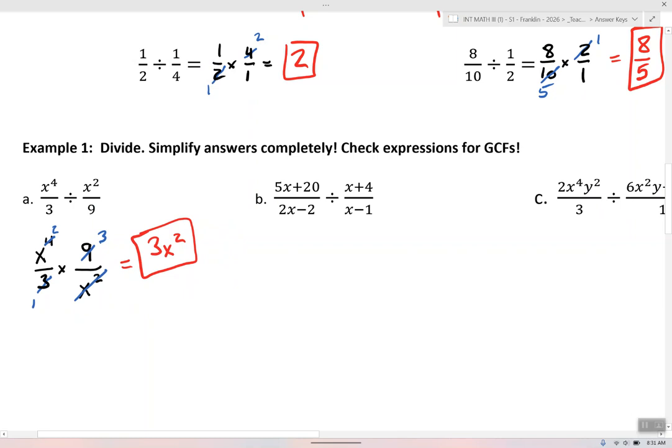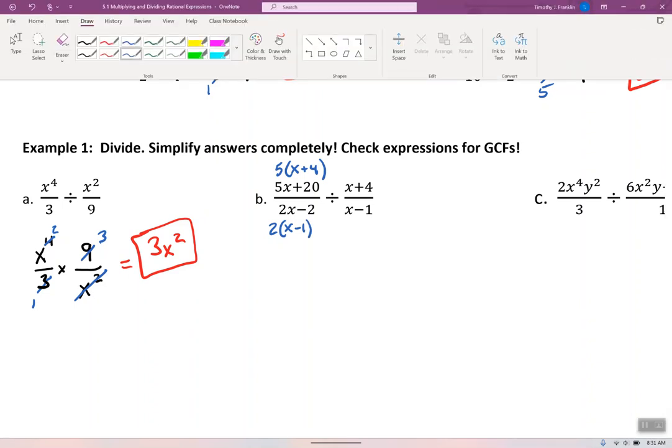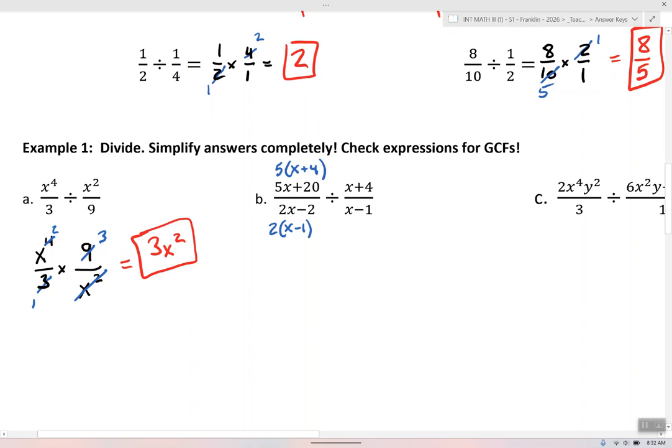For example B, we're going to have to do some factoring, I think. We can pull a 5 out of this one. So that's x plus 4. And we can do that on the bottom one as well. We can take out 2 and x minus 1. Notice I'm not cross canceling there. I'm just factoring a little bit. I got a little ahead of myself, I will admit. But that's okay to do before you flip and multiply. Just make sure you're not canceling anything ahead of time.